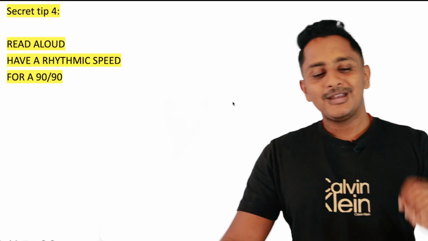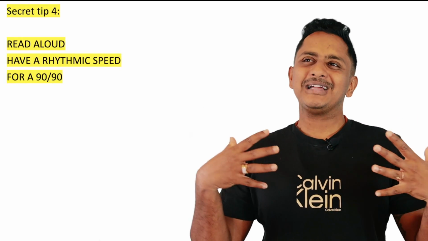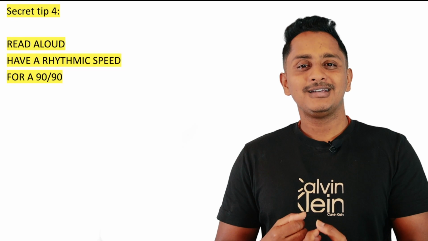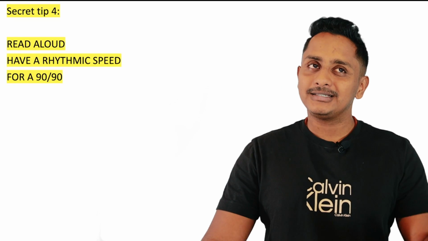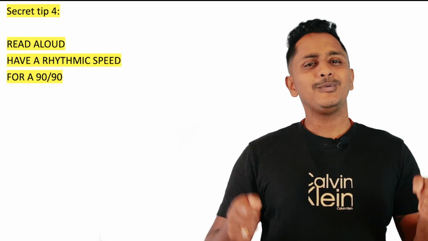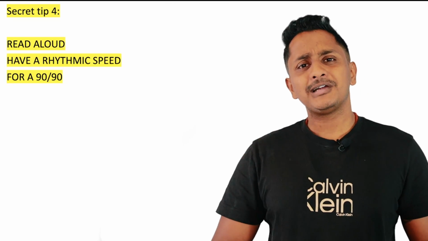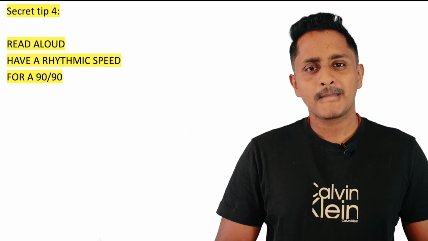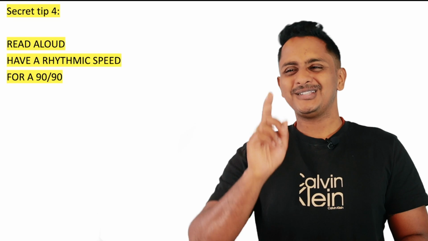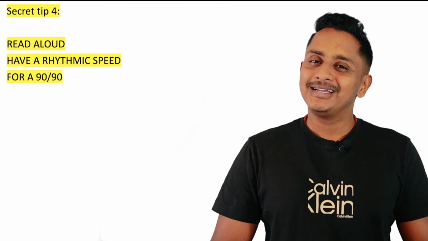Secret tip number 4, read aloud, have a rhythmic speed like I just showed you. There has to be a rhythm that syncs. You can actually move your body to that. That rhythm is required, that same constant rhythm. Let's say you're driving on a highway, there are no speed breakers, no vehicles, nothing. You're the only person driving in your car. What speed do you drive at? Usually at cruise mode, you set the cruise mode to 100 and just relax. Have your coffee and have a conversation, isn't it so?